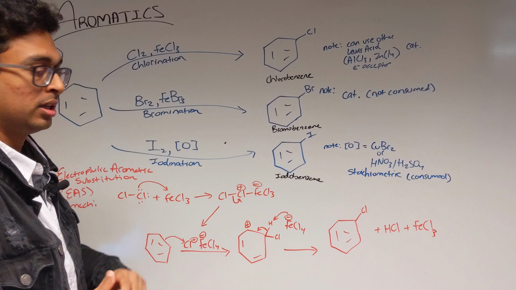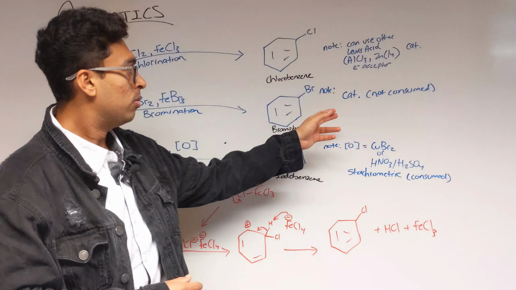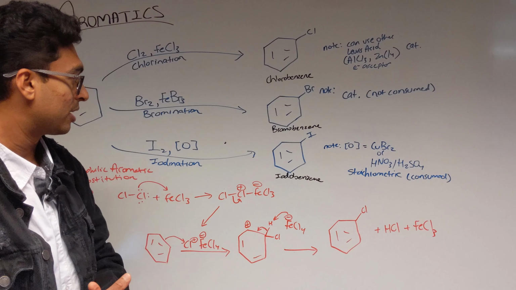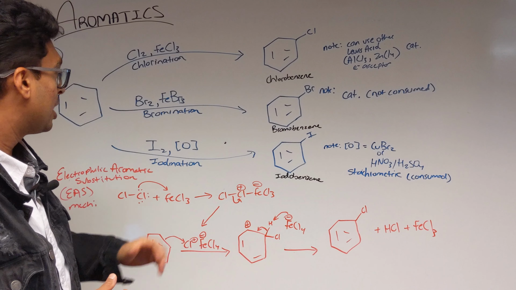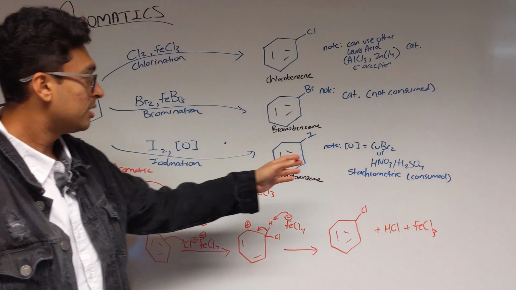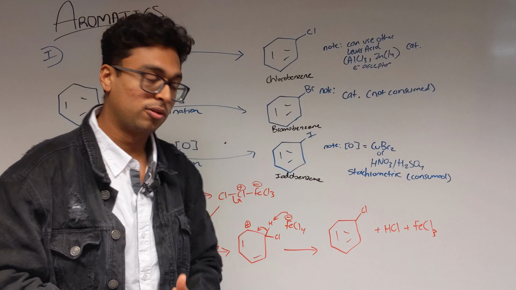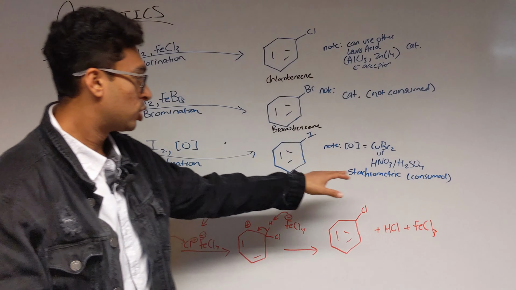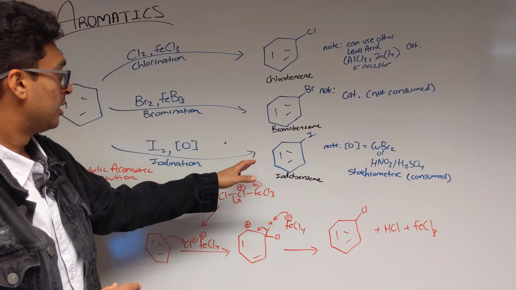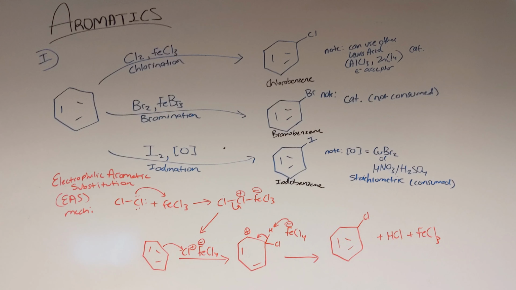Then you have bromination, which includes bromine and iron bromide. The first two reactions are catalytic, which means they're not consumed in the reaction. The third is iodination. It uses iodine and an oxidant, such as copper bromide or nitric acid and sulfuric acid. And it's stoichiometric, which means it is consumed in the reaction. It forms iodobenzene. Now let's talk about electrophilic aromatic substitution.